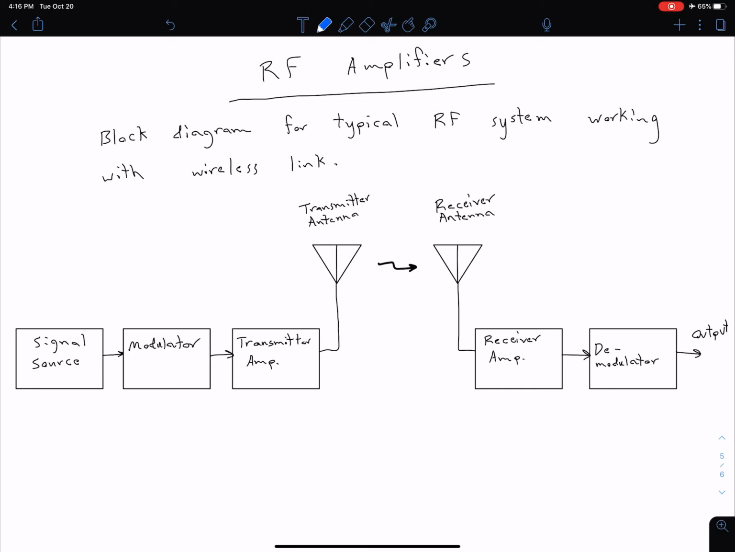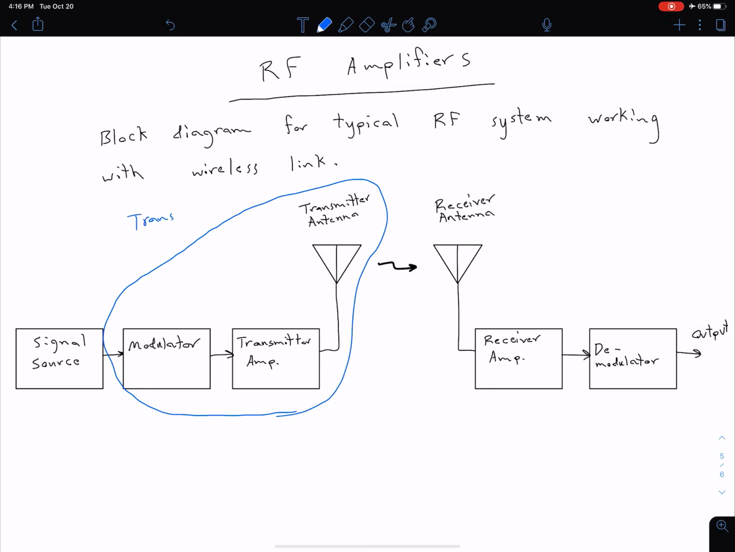And then at the end, we're going to see an example where we bring all of that together to look at the entire RF system. In the block diagram, on the left, we have some signal source, which goes into a modulator, then to a transmitter amplifier, to a transmitter antenna, which sends the signal through space to a receiver antenna. All of these components circled in blue on the left comprise our transmitter.